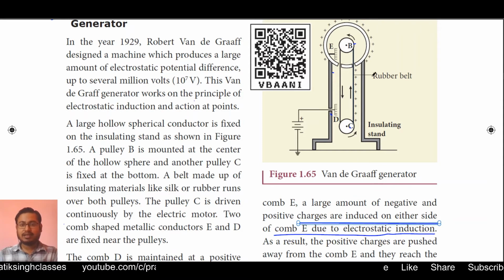As you can see here, the positive charges created around the vicinity of D stick to the belt and go in the upward direction to B. Again, here the belt at position B is attached to spikes E, which are attached to the inner surface of the hollow metallic sphere. Because of that, the positive charges go to this spherical dome.